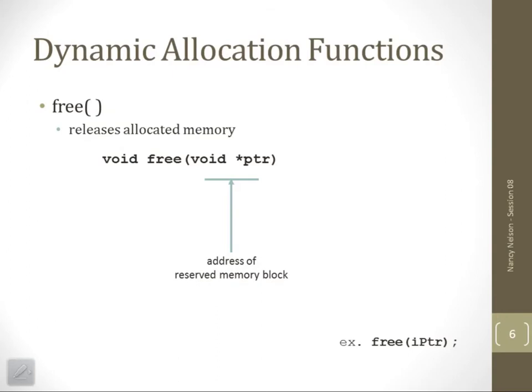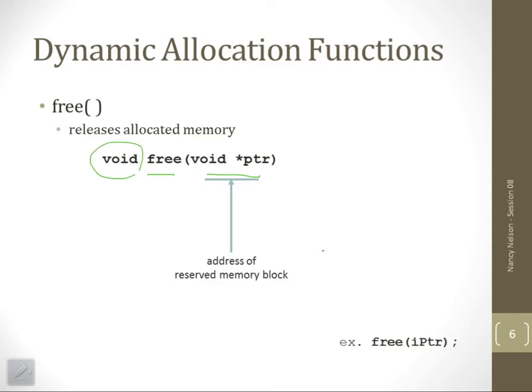The third of our dynamic memory allocation functions is free. This is the one that lets us say, I don't need that memory anymore, I'm finished with it, and it releases that allocated memory back to the system, so it can be used for something else. The format is pretty simple. The function name is free, we give it the pointer, and it doesn't return anything.